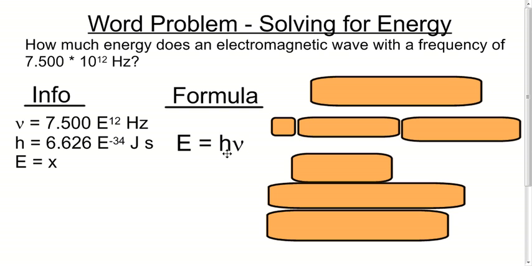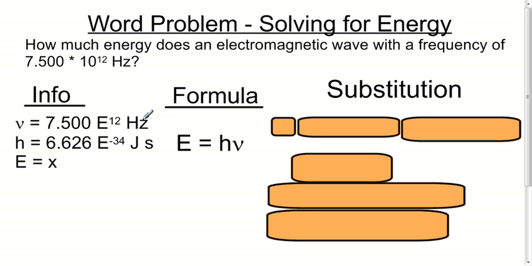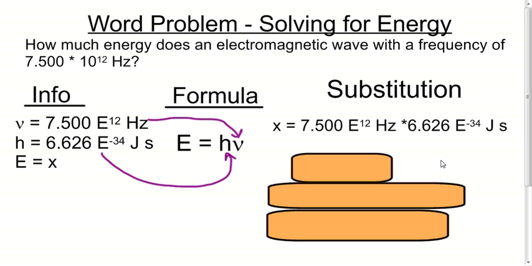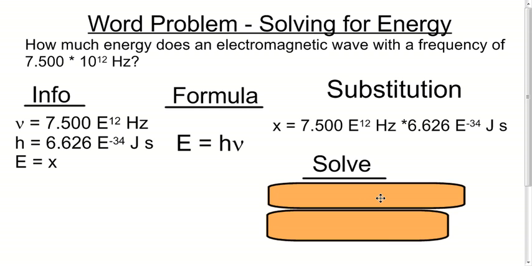Energy is h multiplied by the frequency. Then I'm going to substitute in. This number goes in for that value, and that number goes into that value. So I get x is equal to 7.5 e to the 12th hertz times 6.626 e to the negative 34th joule seconds. And the last thing I need to do is solve it, which is basically plug it into a calculator and number crunch.